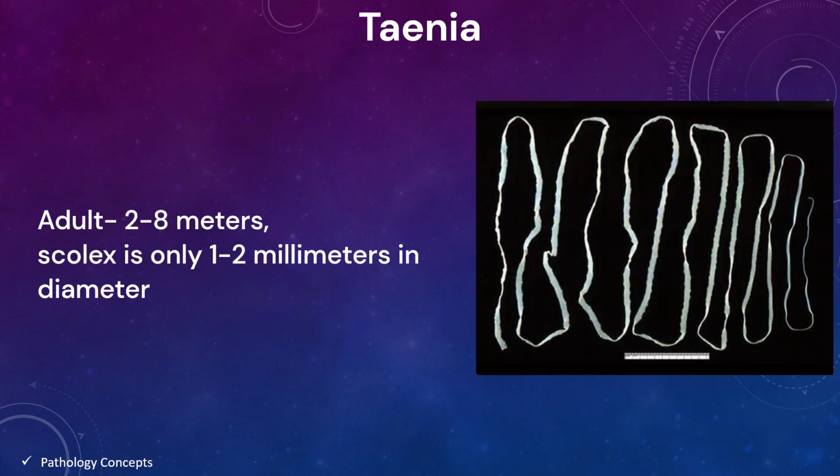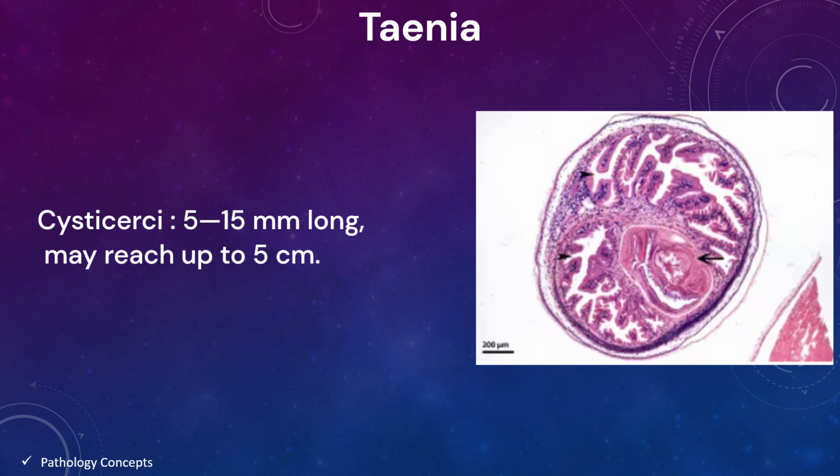Adults can reach length of 2 to 8 meters but scolex is only 1 to 2 mm in diameter. Cysticerci are typically 5 to 15 mm long. They may reach up to 5 cm.